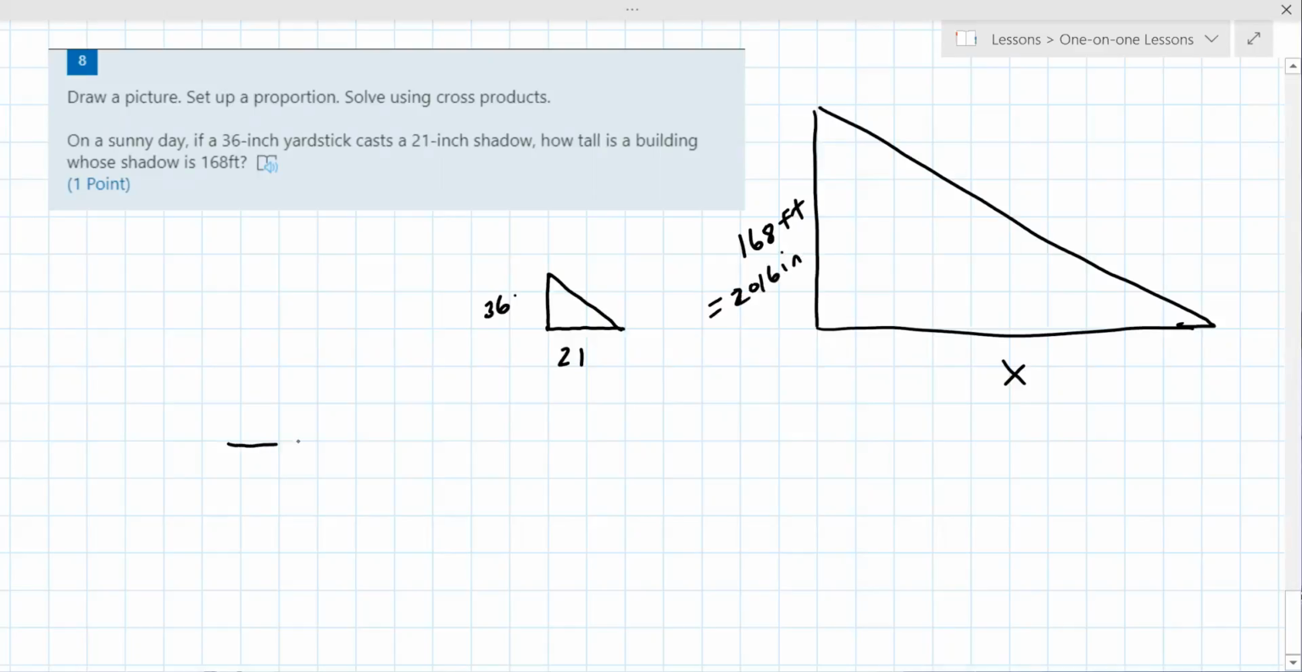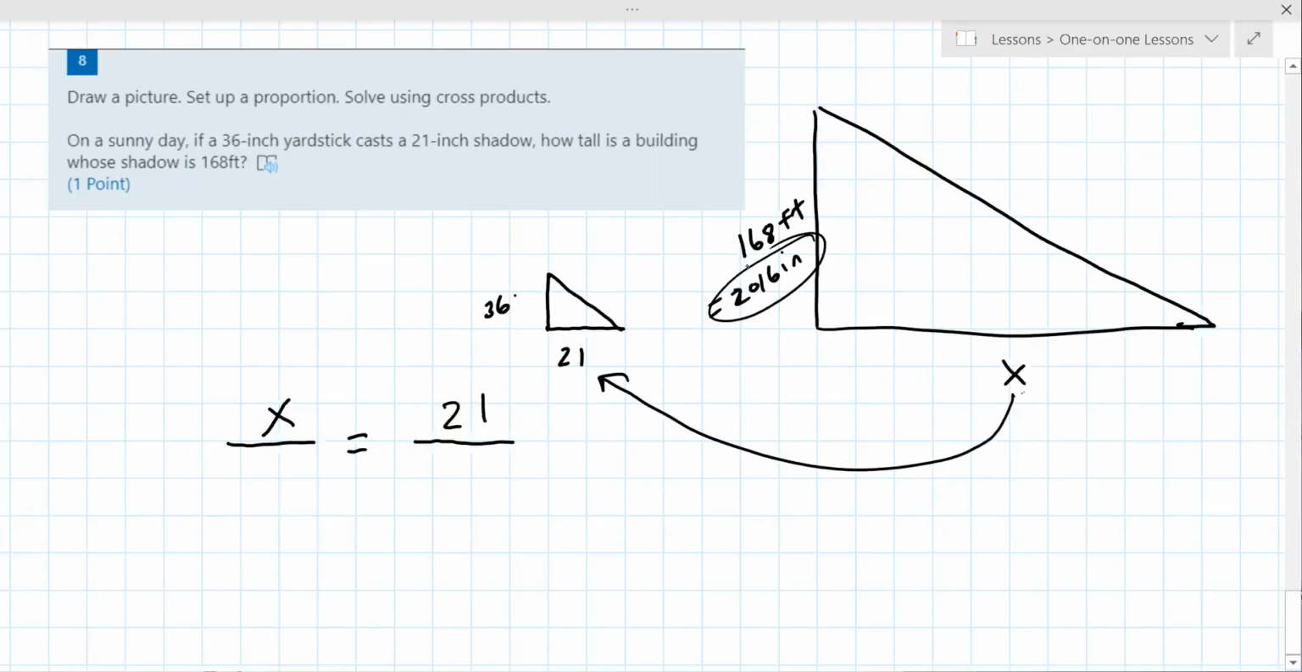So again, with the proportion, you're going to set up on the left side. Always, I like putting the X in the top left. This X corresponds to the 21, so that's going to go here on the right. This 2016 goes with the X on the bottom because it's the same triangle. 36 goes with the 21, same triangle. Hopefully this works out nicely. It does. X is 1,176 inches.